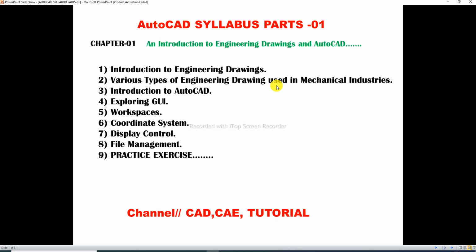exploring the GUI. GUI means graphical user interface. Fifth is workspace. Sixth is coordinate system. Seventh is display control. Eighth is file management. And ninth is practice exercise. All points we will learn one by one, but today we only discuss the syllabus.